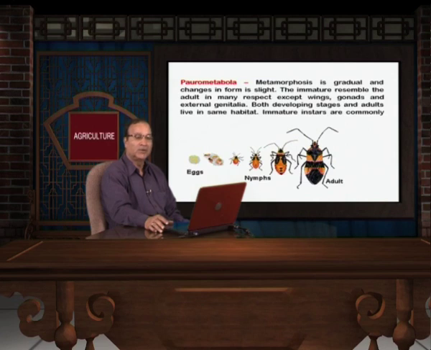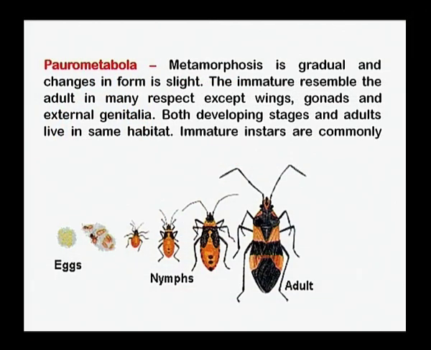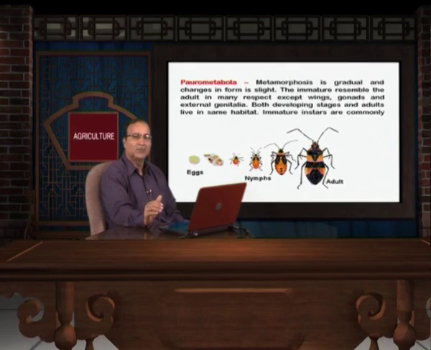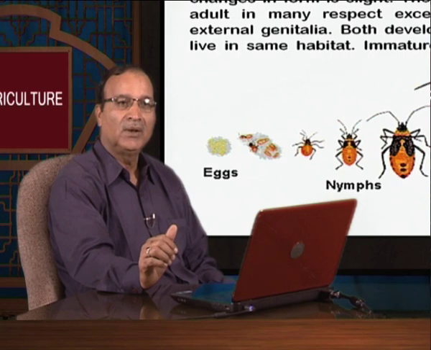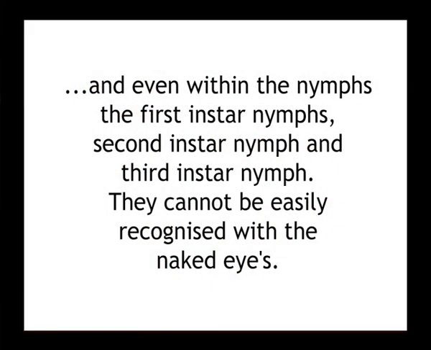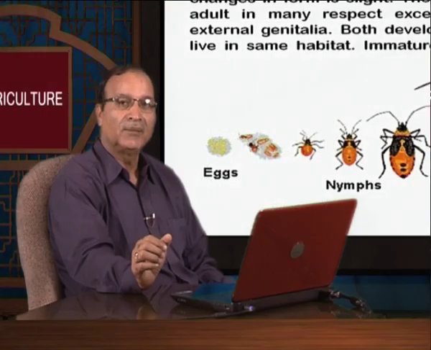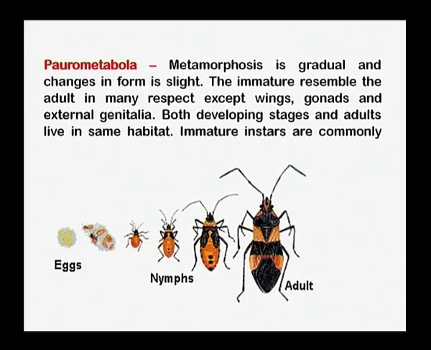Parametabolous type of metamorphosis, which we can say is slow or gradual, and the changes which come under this type of metamorphosis are very slight. It means the changes which come after hatching of the egg cannot be seen very clearly. It means this change is very slow. Or we can say, in other words, the adult and the nymphs, and even within the nymphs, the first instar nymph, second instar nymph and third instar nymph, cannot be easily recognized with the naked eye. The difference is so minute that it is difficult to say that this is the first instar nymph or the second instar nymph.